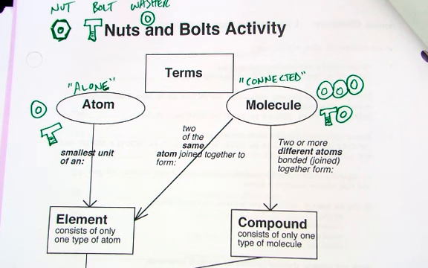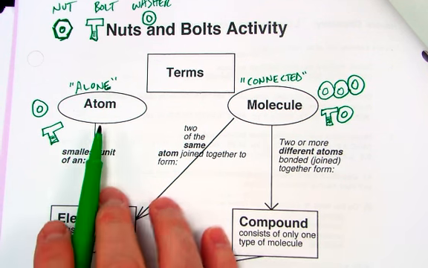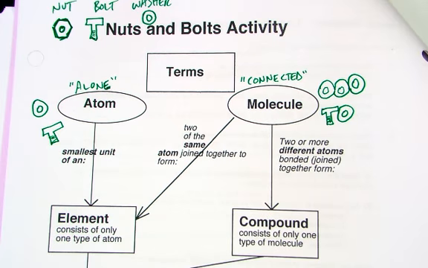Okay? And you're going to have a petri dish of some different things, and you'll have to distinguish: is what you're looking at considered an atom, a molecule, or possibly do you see both of those in there? All right?